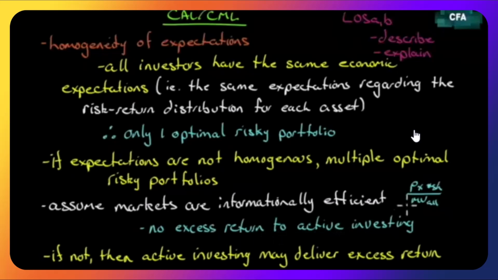There'd be no excess return to active investing. There'd be no point in overweighting this particular element, because you believe that the markets are informationally efficient. Now, these two things may sound like the same thing, but they're not. The first one, homogeneity of expectations, will change your estimate of expected return. This one changes what you would weight the particular asset at. If you buy into both, then you're a passive investor. If not, active investing may deliver some excess return.